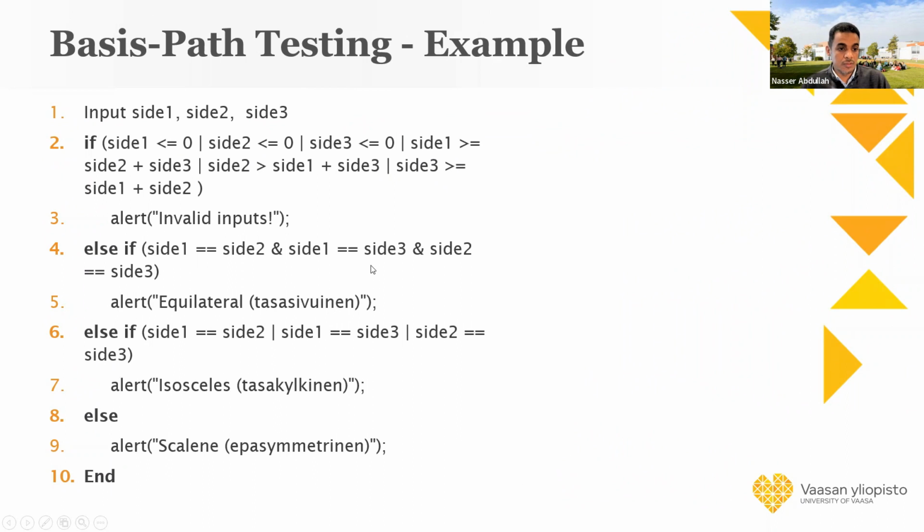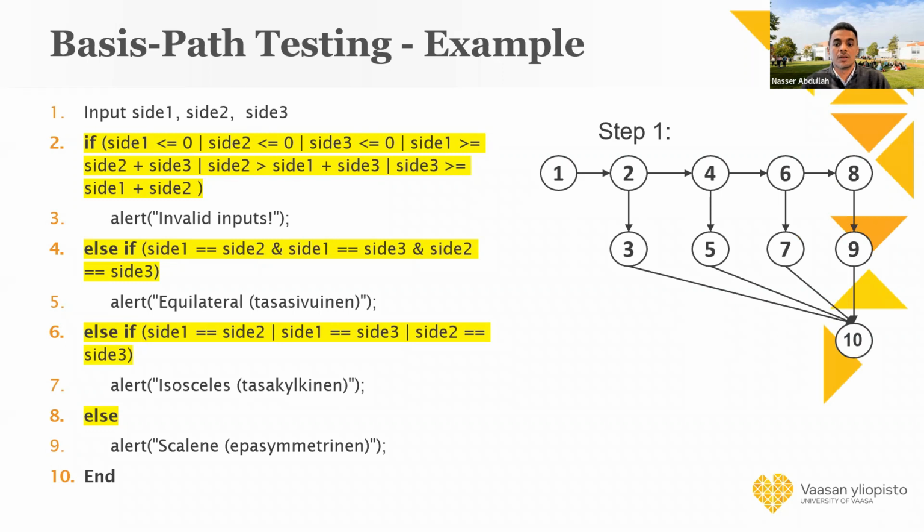Let's see an example. This example is the triangle program. Remember this program, we used it in exercise 4. In this program, we have 4 cases, and we want to cover these 4 cases. So let's first draw the flow graph of this program.